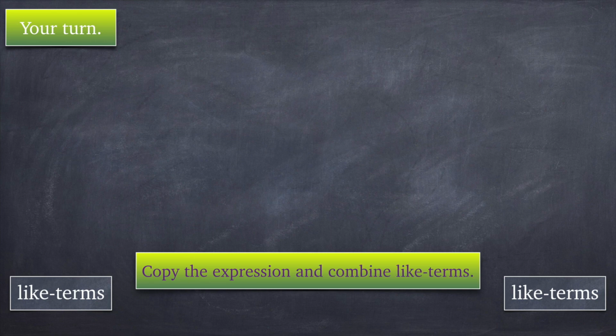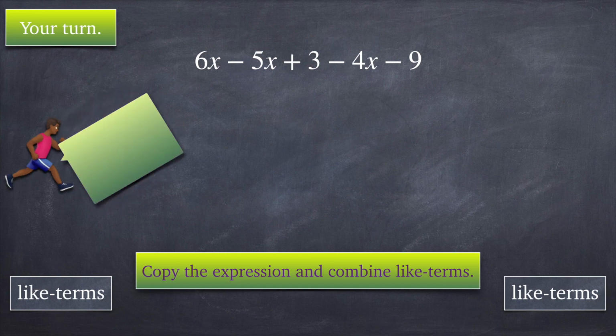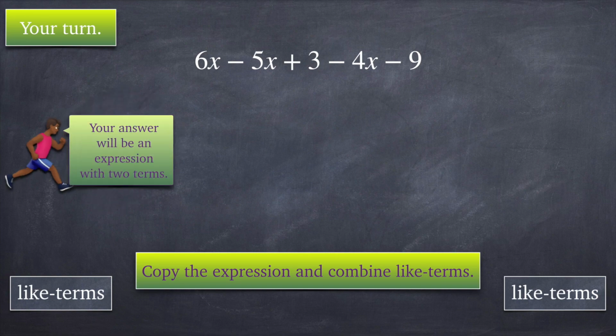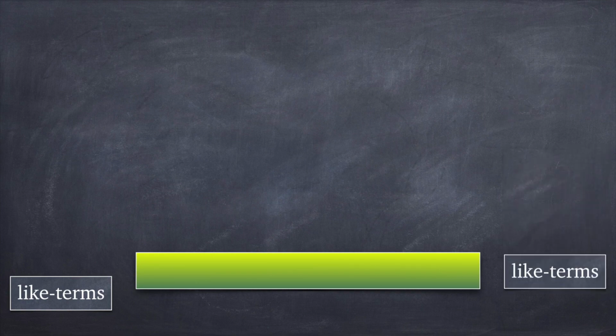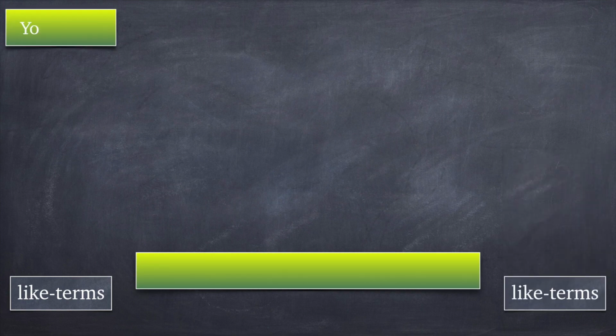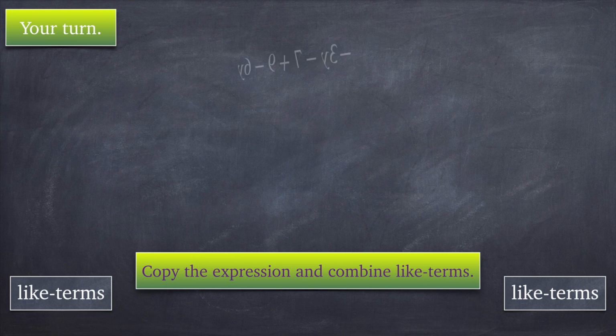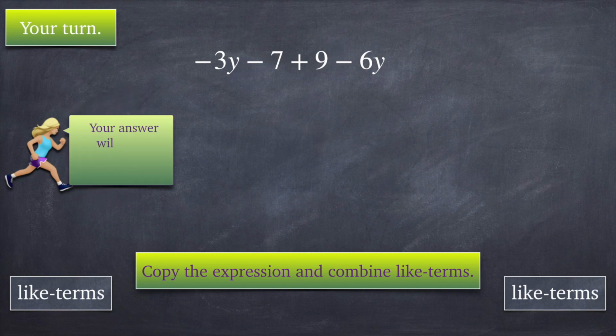So copy the expression. 6x minus 5x plus 3 minus 4x minus 9. Combine those like terms, and you'll get an expression with 2 terms. I'm going to make them a little bit more challenging soon. Again, use calculators as needed. Don't ever get those integers wrong. So your like terms, get them combined. One more time, we'll have an expression with two terms for our answer here.